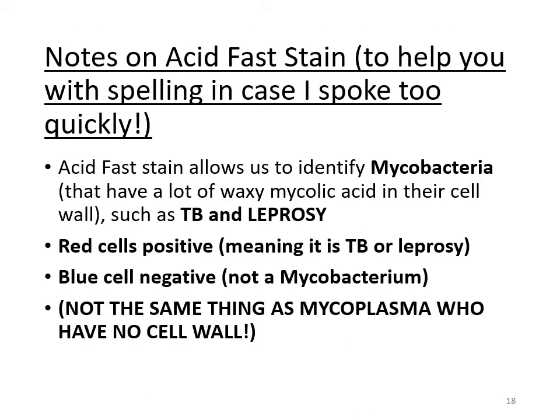So in case you had any difficulty writing down what I was talking about on the last slide with regard to the acid-fast stain, here are some notes I wrote down for you to jot down. You can pause the video in case you need a little more time to write them down. It's basically just summarizing the idea of an acid-fast stain, demonstrating if a mycobacteria such as TB or leprosy is present. Red cells are a positive, meaning yes, the TB or leprosy is present. Blue cells are a negative. And like I said, make sure you do not mix these up with mycoplasma, even though they sound very similar.